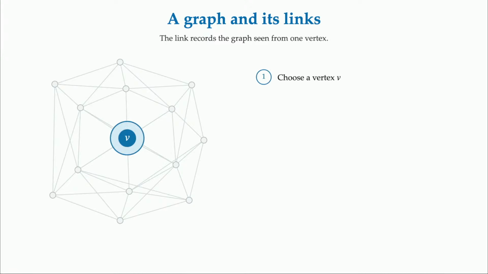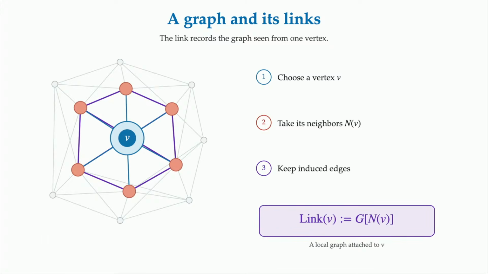Okay, so you choose a vertex, V. I chose some vertex in the center. And then you look at its neighbors, and you look at the induced subgraph on its neighbors. In this case, it's some like 6-cycle thingy. Okay, so terminology here is the link of a vertex is actually the induced subgraph on the neighbors.